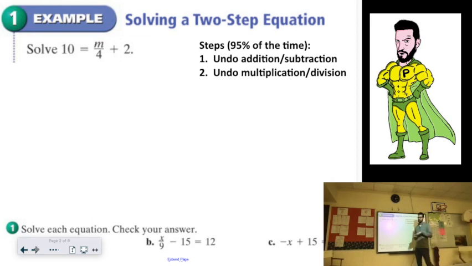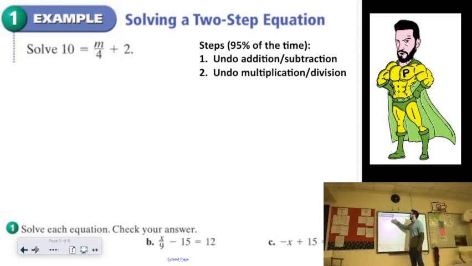Now, that's not for every single problem. And you're like, oh, what? Not every single problem? Are we going to have an example where it's not like that? I'm so glad you asked, because I have to sneeze. And the last problem we do is going to be one of those problems.